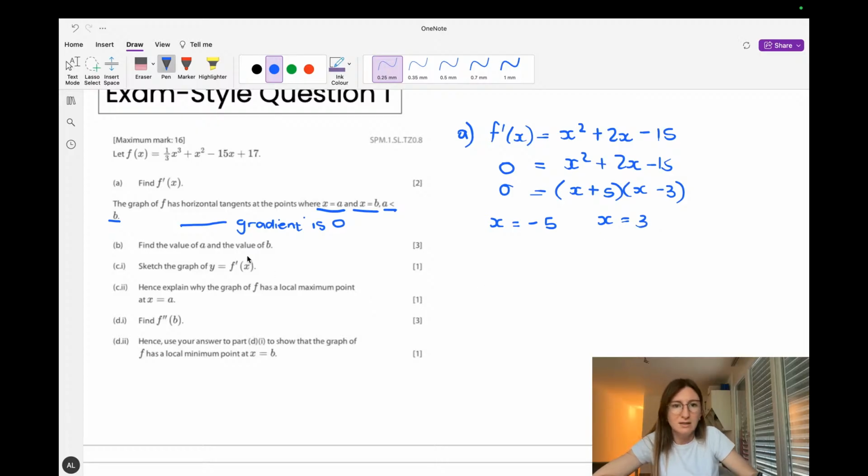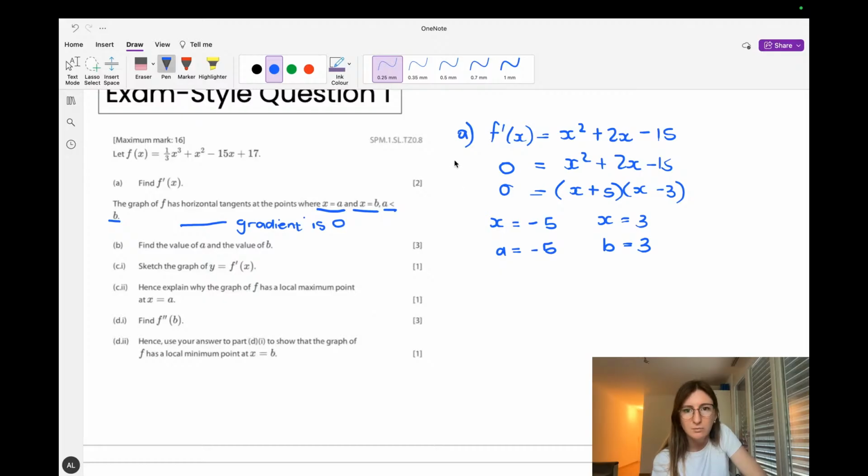But they'd said x equals a and x equals b. So one of these is a and one of these is b. a is less than b. Well, this one's less than that one. So a equals minus 5 and b equals 3. Just a weird way of asking the question, which is just the method that we know. So we found a and b.